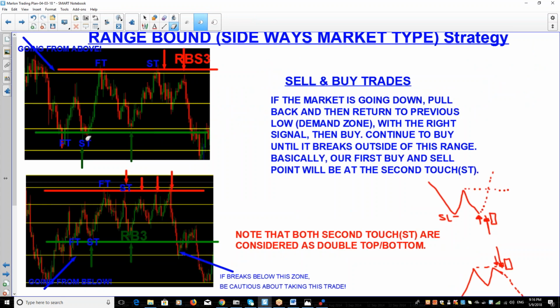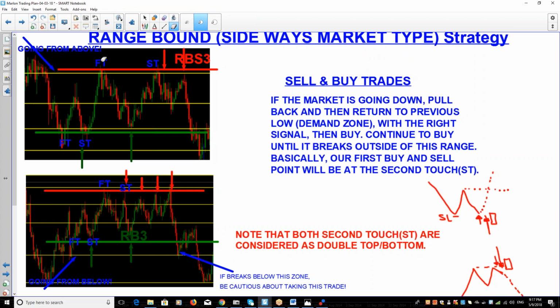So the market breaks down, pulls back, breaks down. Now the second touch. If the market is going down, pulls back and then returns to the previous low demand zone, with the right signal, then buy. Continue to buy until it breaks outside of this range. Basically, your first buy and sell point will be at the second touch. So look at the second touch. The market breaks down, pulls back to that zone, so we're looking to buy there.